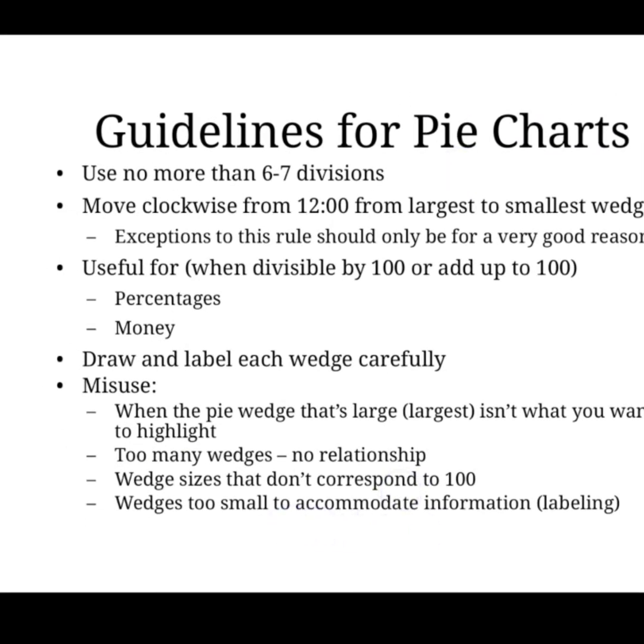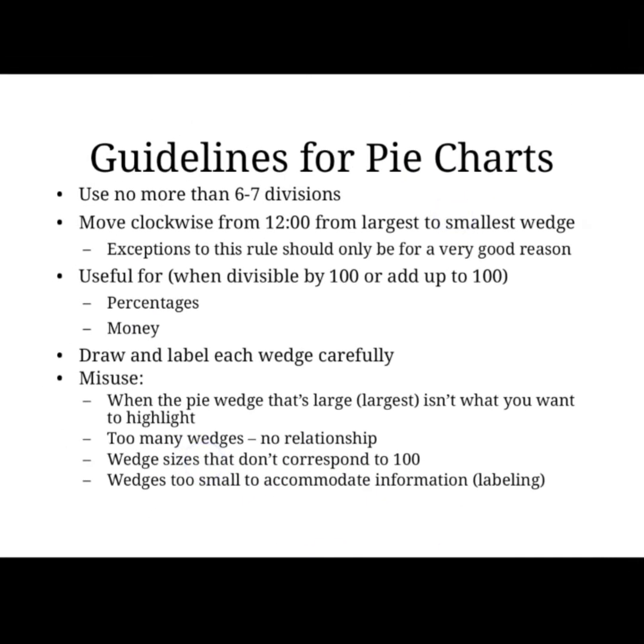Guidelines for pie charts: use not more than 6 or 7 divisions. Move clockwise from the largest to the smallest wedges. It can be useful for percentages and money. Draw and label each wedge carefully.